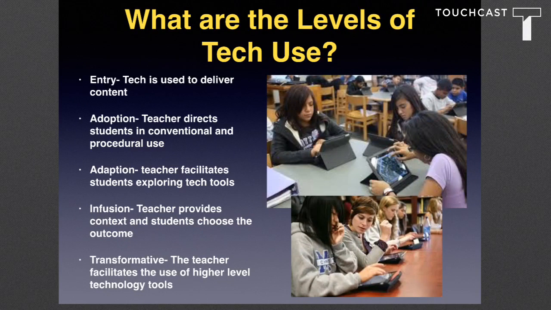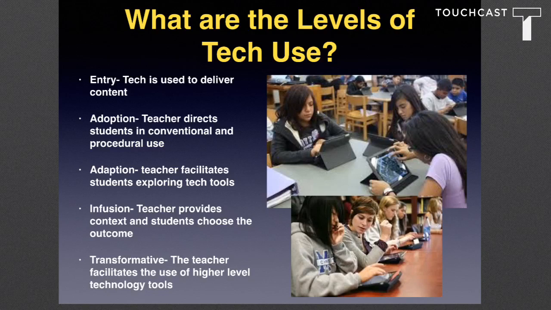And so if you've got those 5, what are the 5 levels of technology use? First is entry, and this is the lowest level. Tech is used to deliver content. Adoption is the next one up, and that's where a teacher directs the students in a conventional use. Think like giving the students an iPad and letting them research.